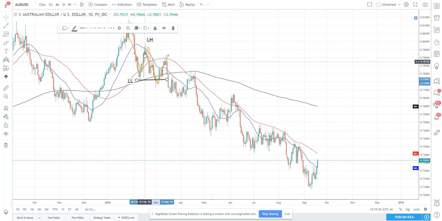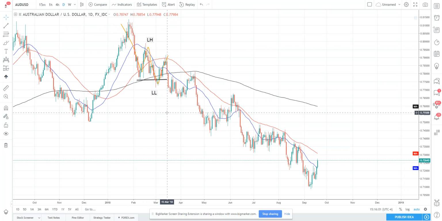What did price do? It broke the support, broke the structure of this past lower low, and now we have a new lower low, right? So this broke this lower low, moved down, broke below it, set a new lower low. Then what does price do? Pulls back up and then sells off again.